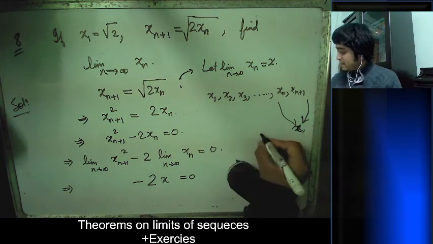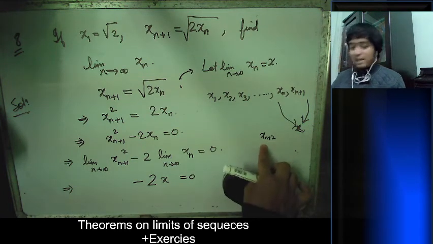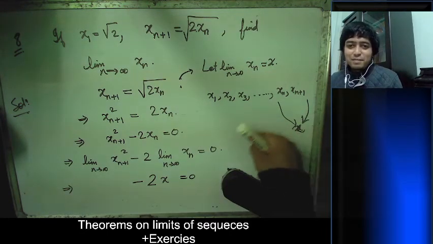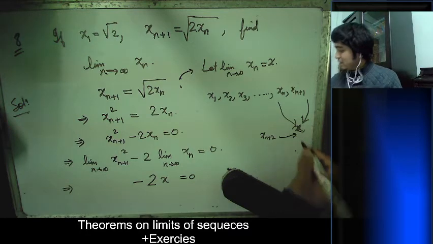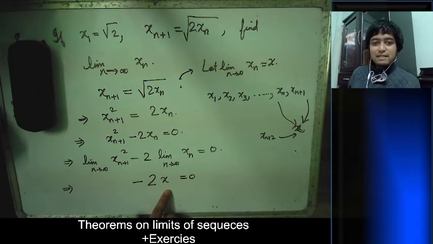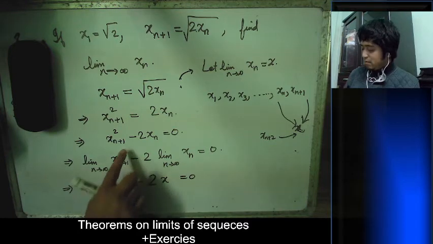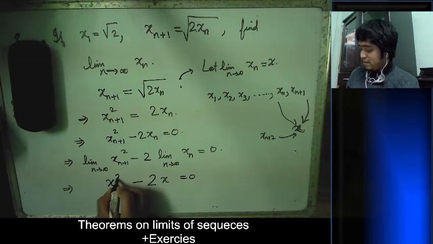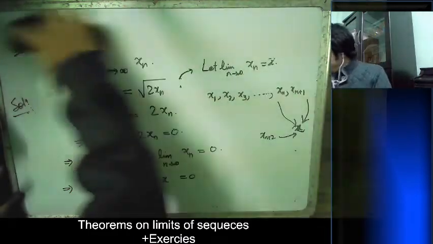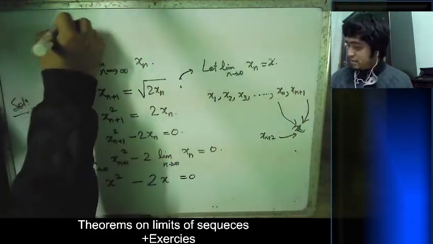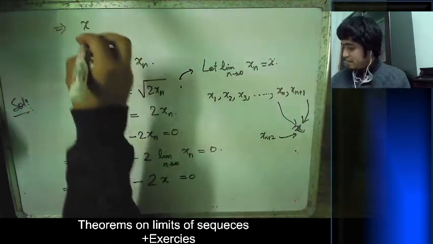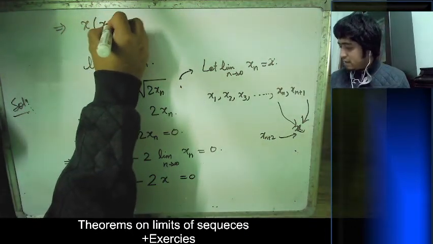Similarly xn plus 2. If you put n to infinity, I can think of it as the last term or something like that. So it will always converge to x. That's why if xn converges to x, xn plus 1 whole thing squared will also converge to x squared. So this is what we are having. Now we just need to solve them. x minus 2 equal to 0.